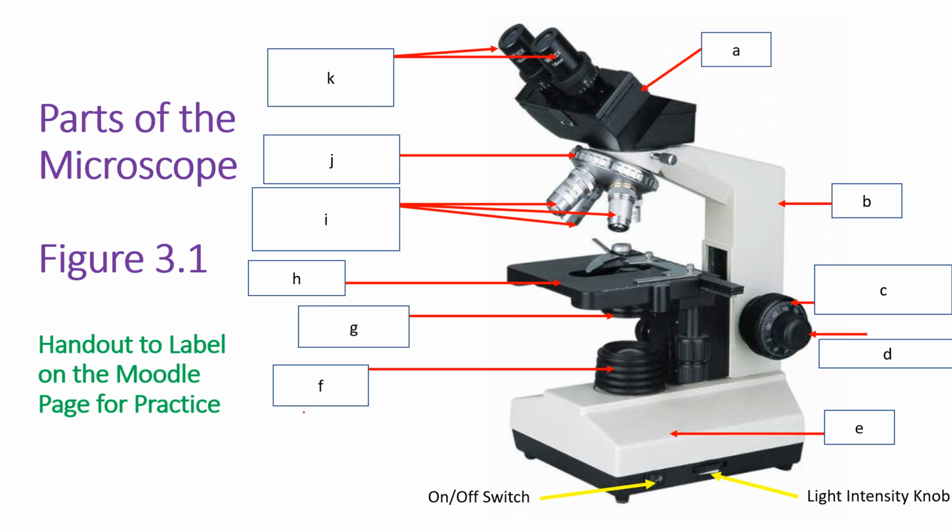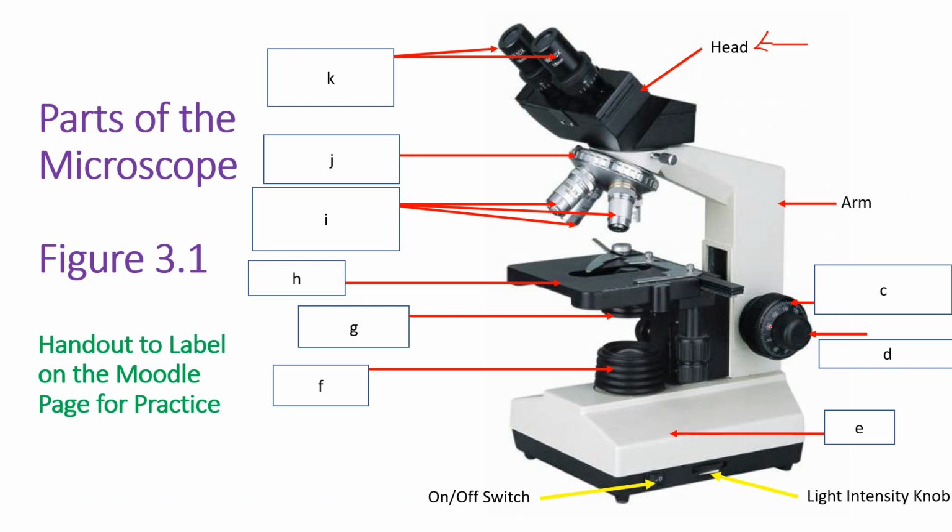As you can see here, I'm just revealing the letter A. Letter A, this area right here, is the head of the microscope. It's where the objective lenses are attached. Letter B is the arm. And remember, this is where one of your hands is going to be when carrying it.